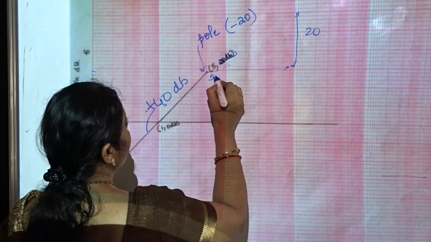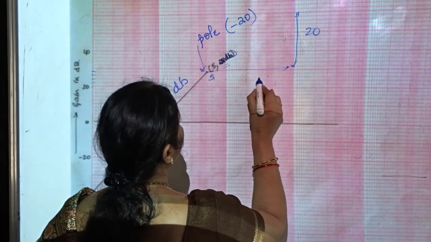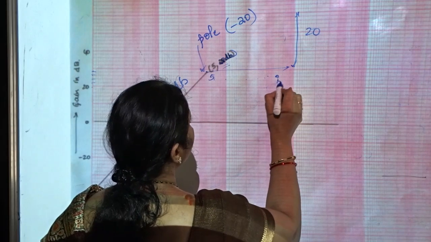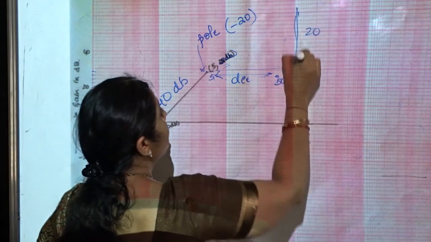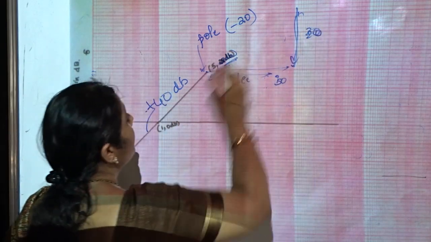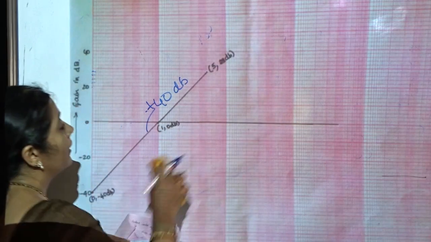A decade means if this is 5, here it should be 50. Where do we have 10, 20, 30, 40, 50? This is 50, and this difference is a decade, and this difference should be 20. This is 28. I have to mark a point at 48.